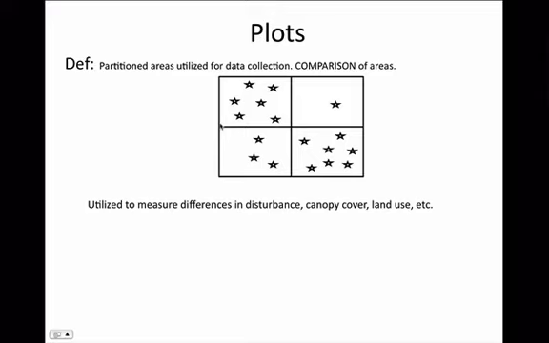And this is a great way to measure differences in 2 areas, such as how do different levels of disturbance affect plant life. Canopy cover is one, out in a field versus underneath alders or aspens, as well as land use, which kind of coincides with disturbance. Is this land used as a recreational area, or is it preserved as a natural area for biodiversity conservation, etc.?